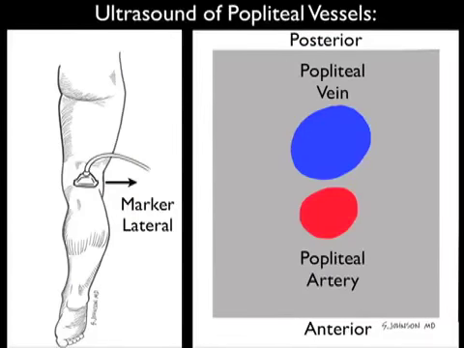Here's the anatomy that we'll see with the probe placed as shown in the illustration to the left. Notice that the probe is placed into the posterior aspect of the knee behind the popliteal fossa, again with the marker dot oriented laterally. Thus, we'll see the following images as shown in the illustration to the right. Note that the popliteal vein will be located closer to the probe or posterior to the popliteal artery, which will be further away from the probe or more anteriorly located as shown in this image.